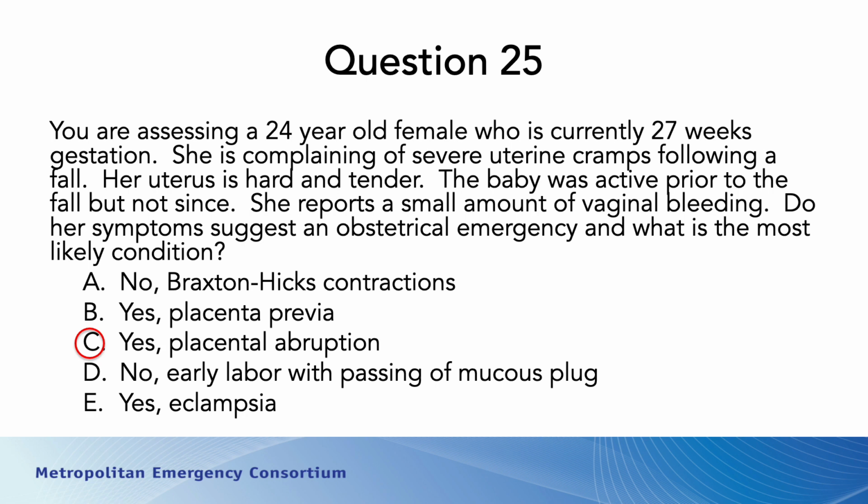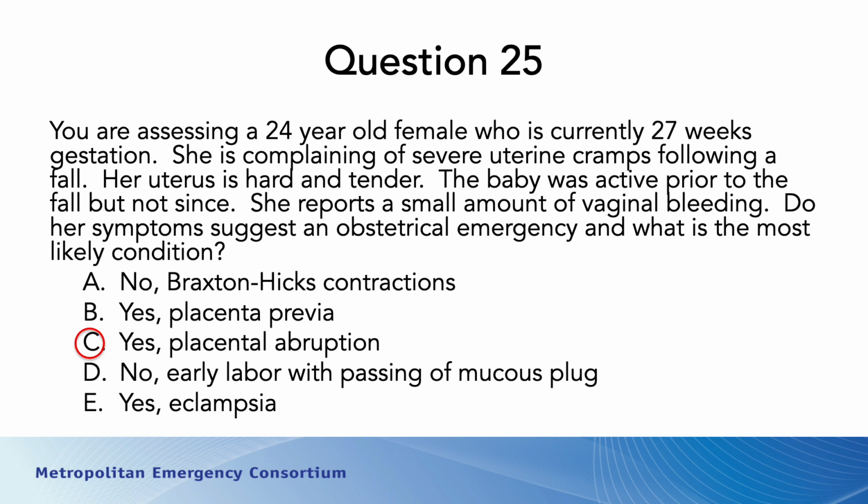The uterus being hard and tender, so the uterus is spasming. The uterus is irritated from the bleeding, so it's hard. Typical uterus is firm but not hard. The vaginal bleeding is always a concern. Typically, placenta previa is painless vaginal bleeding. So I would say anybody who has vaginal bleeding, particularly if it's substantial amounts, in the second half of pregnancy, that represents an obstetrical emergency.